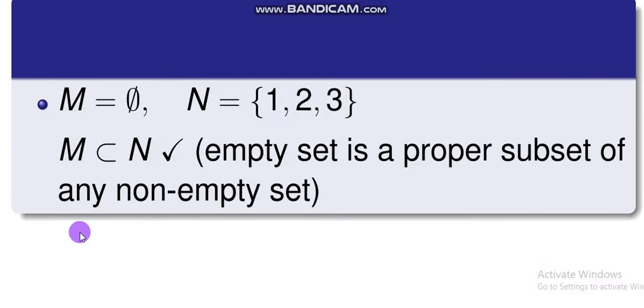Now here is one more thing that is interesting. M is an empty set, okay, but N is a set of 1, 2, and 3. N has elements, but M has no element. We can say that M is a proper subset of N. This is because the empty set is a proper subset of any non-empty set. Okay, any non-empty set, the empty set is a proper subset of it.